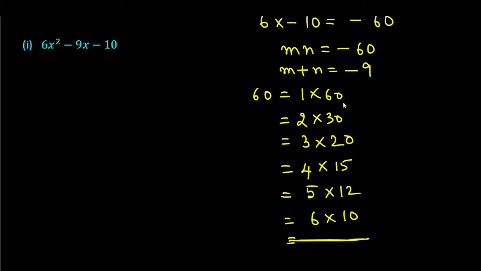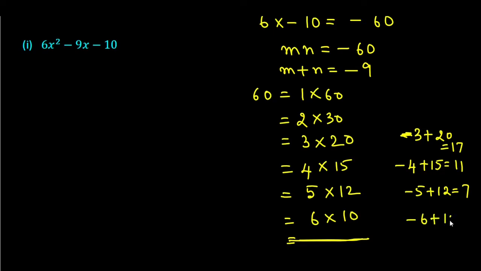Minus 1 into 60 we can take. Where do we get minus 9? Say minus 3 plus 20, we get 17. The difference is 17. Here the difference is 11. Here the difference is 7. Here minus 4 plus 15 is 11. Here minus 5 plus 15 is 7. Here minus 6 plus 10 is 4. So we are unable to obtain suitable factors satisfying these two conditions.